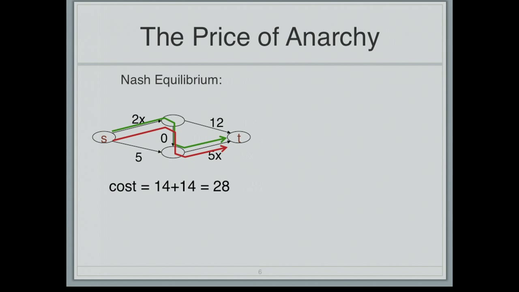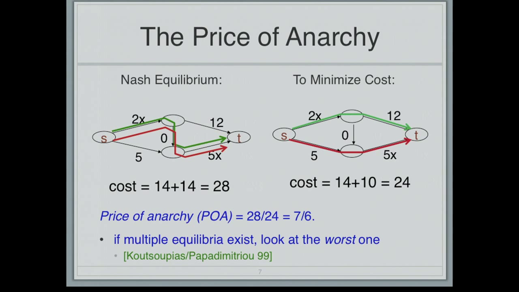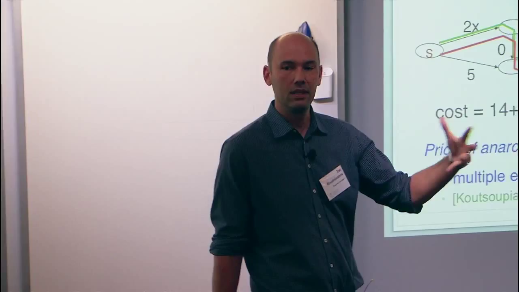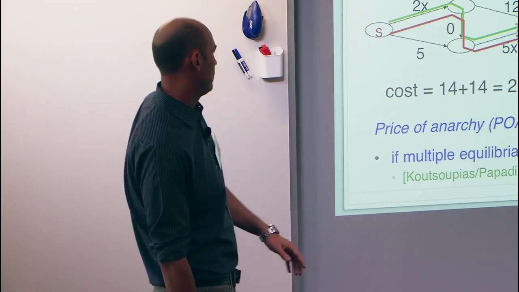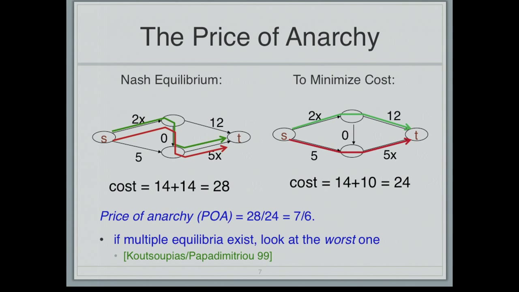And we could. If we split the players on different paths, then they'd stop interfering with each other. The green player would still have 14, but at least the red player would have dropped to 10. So the joint cost is 24. Okay, so the ratio between these two quantities, and this by definition is the price of anarchy, is 7 over 6, 28 over 24. So in some sense, selfish behavior is costing us 16% in terms of the average delay of players in this particular example.